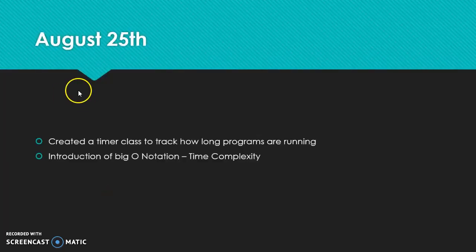The first week was August 25th, and that was a pretty simple class where all we did was make a timer class that will track how long a program is running, and also the general reason for that was introducing the concept of big O notation and time complexity, which is very important in computer science as programs can get very massive and have to take in hundreds of thousands of elements, and if your program runs at n squared for time complexity, that program can become unwieldy very fast and become not useful if you have to do too many things at once with it.